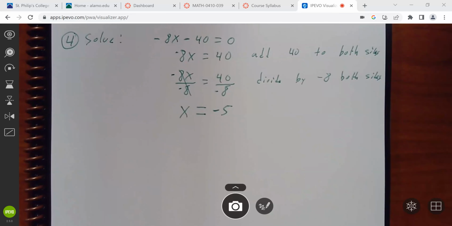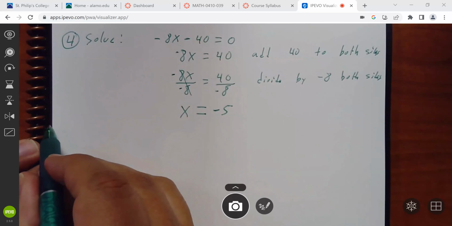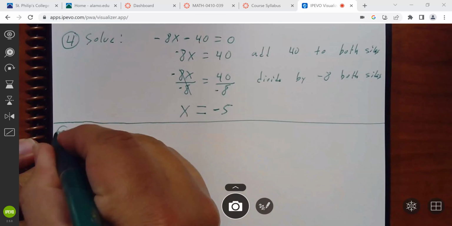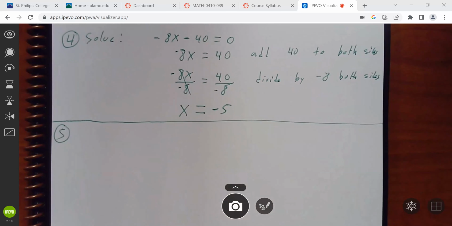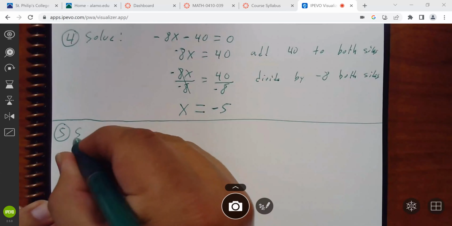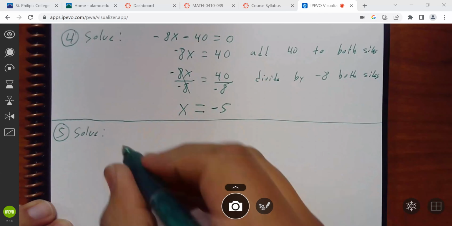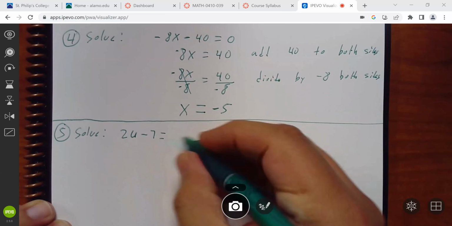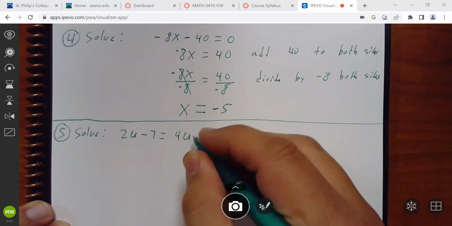Any questions on 4? So far, you feel like maybe this is doable. Move on to 5 then. Last equation, moving on to something new.